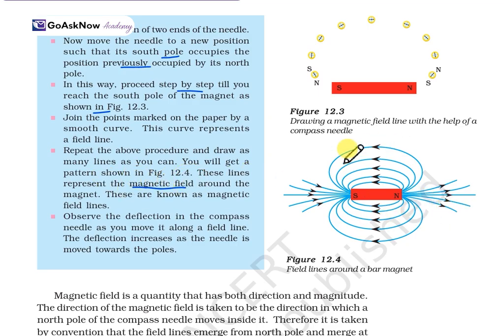These particular lines around the magnet are called magnetic field lines. What you have to do is observe the deflection in the compass needle as you move along the field line. The deflection increases as the needle moves towards the pole. So this is the structure of the field lines you will get around the bar magnet.